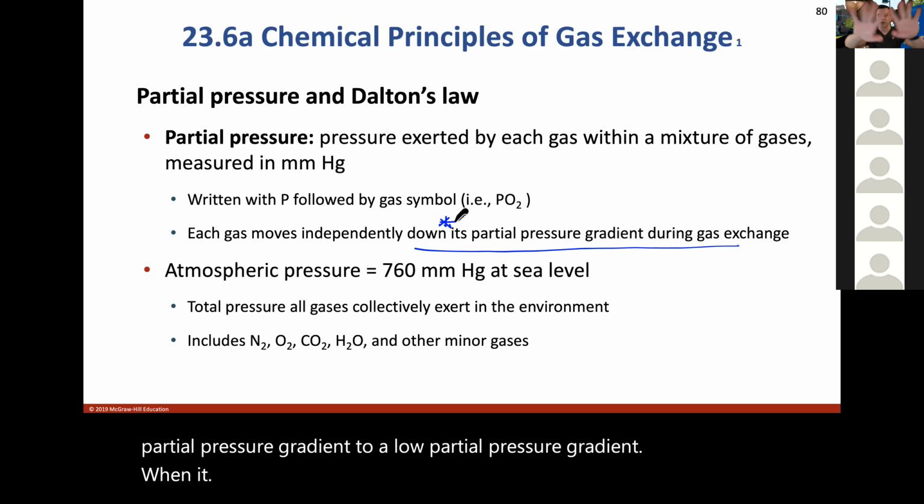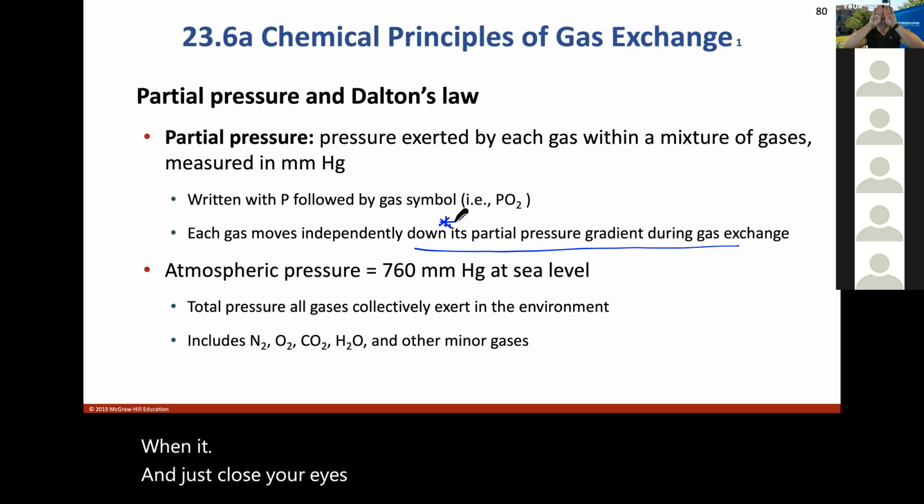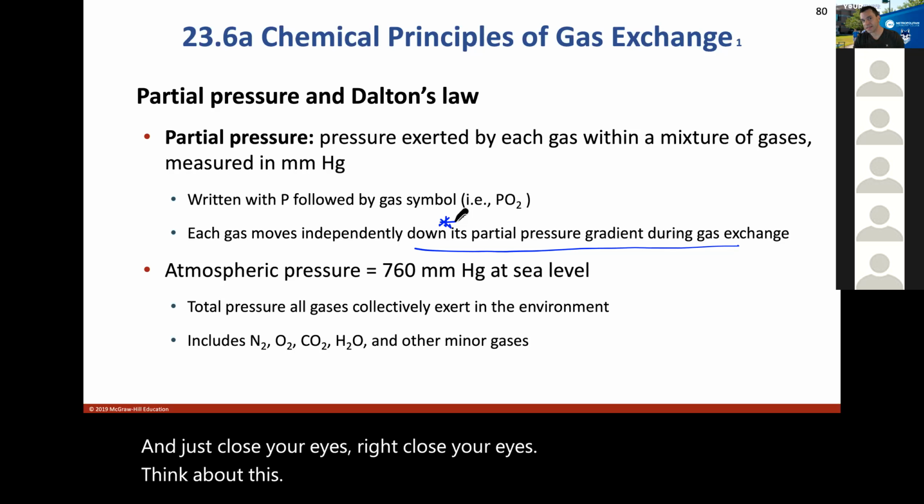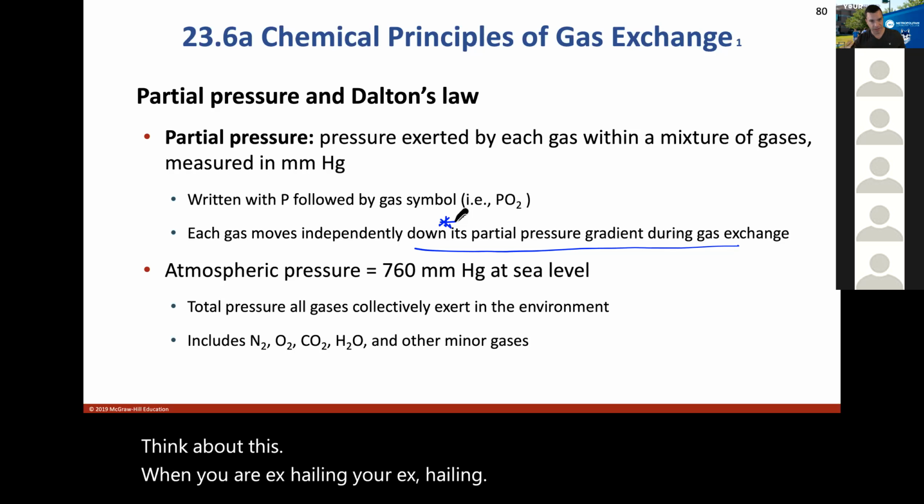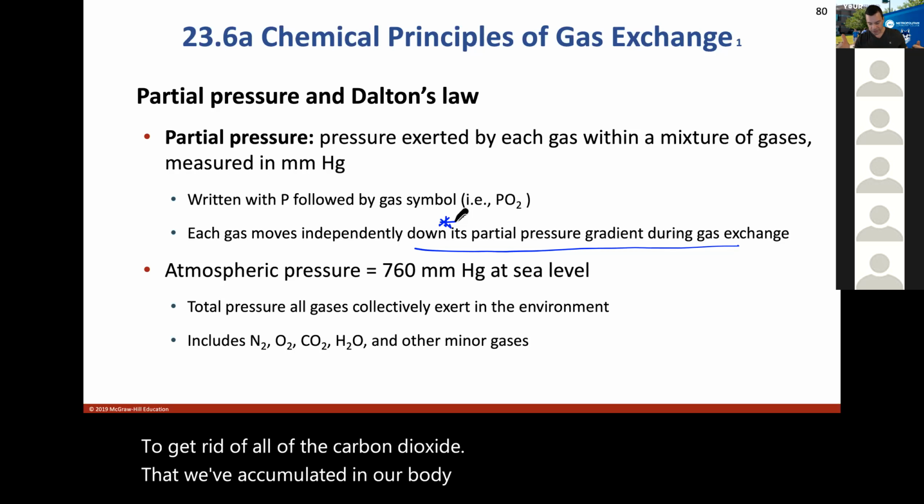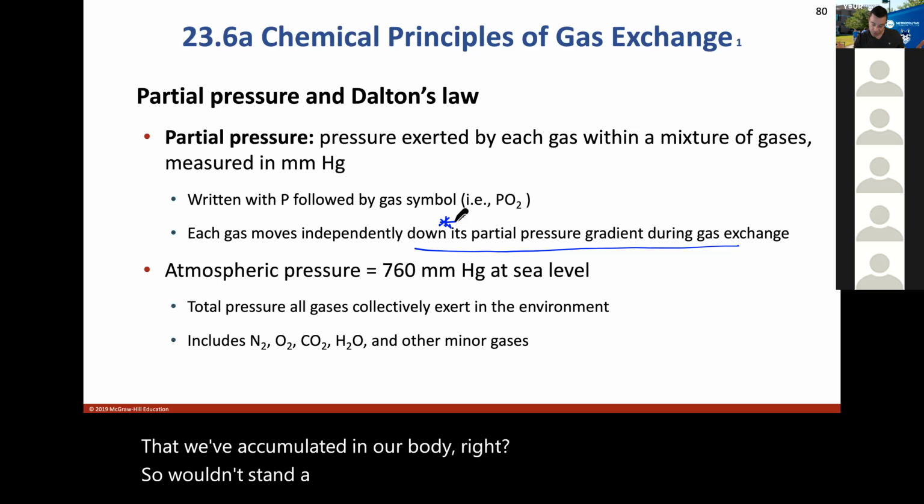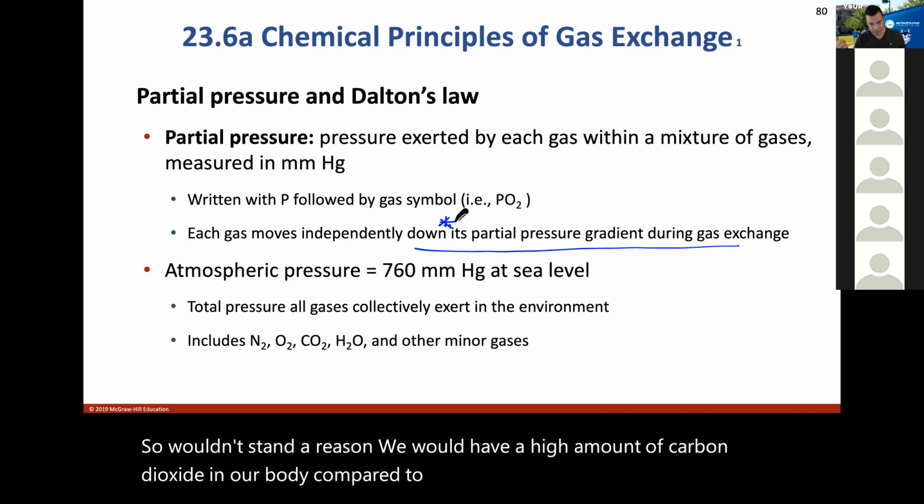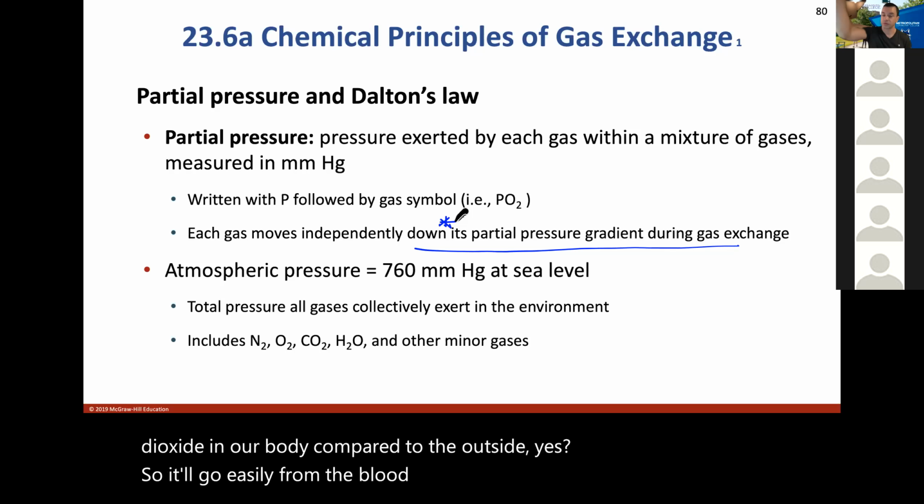And just close your eyes, right? Close your eyes. Think about this. When you are exhaling, we are exhaling to get rid of all of the carbon dioxide that we've accumulated in our body, right? So wouldn't it stand to reason that we would have a high amount of carbon dioxide in our body compared to the outside? Yes. So it'll go easily from the blood to the alveoli and out to the environment.